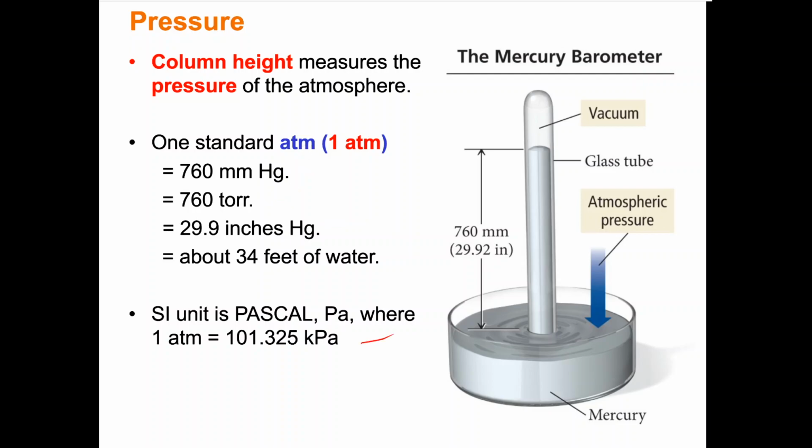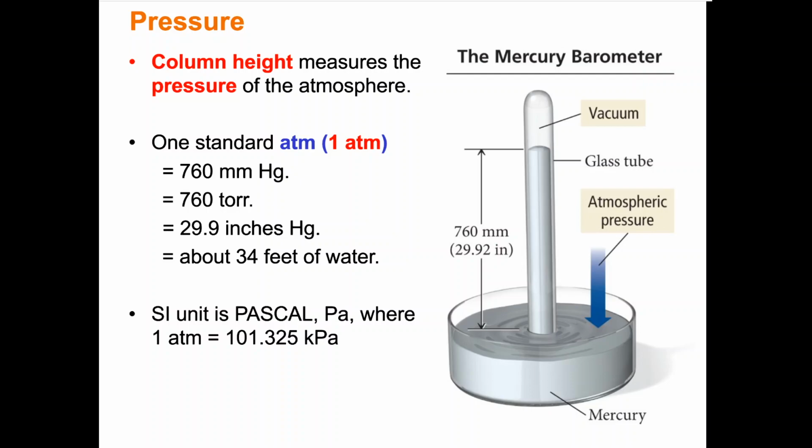One thing we need to know is that our standard atmosphere, 1 atm, is basically what we walk around in. 1 atm is equal to 760 millimeters of mercury, 760 torr, which is 29.9 inches of mercury, and about 34 feet of water. Make sure you can convert between these units, especially these first two, and then pascals. Make sure you know those for sure. Those are the most commonly used ones. The inches of mercury and the feet of water really aren't used very much. Generally, inches of mercury will just be converted to millimeters of mercury.